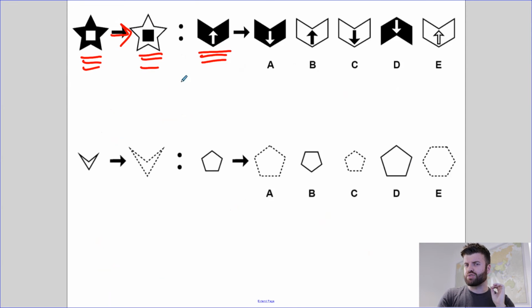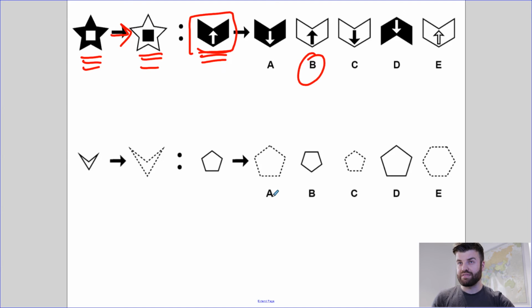Well, the top one is quite straightforward. The shapes don't change, there's no rotations, there's no size changes. Quite simply, the only thing that changes are the colours. They invert. So black goes to white and white goes to black. So we need to look at our shape here, find a shape that stays the same, but the colours are inverted. And hopefully this should be a really quick find. It's B. Let's apply that to the next question and have another look.